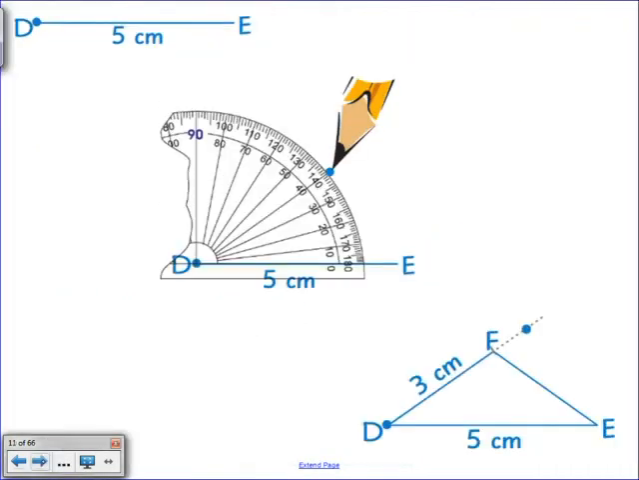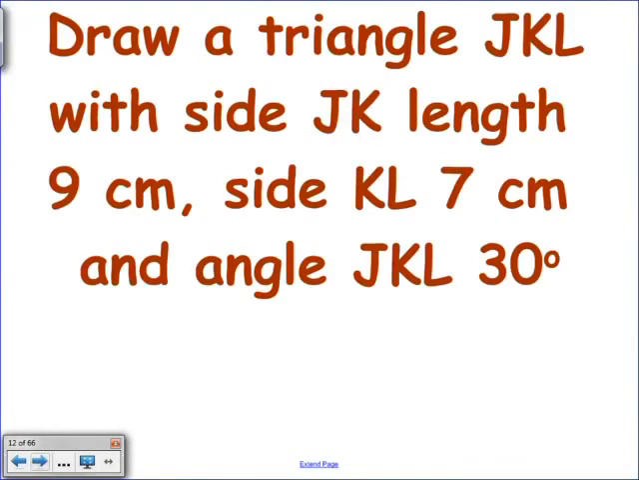So I'll show you the 3 bits. Draw D to E first, measure your angle of 40 degrees, draw your 3 centimetre line exactly on that 40 degrees, and then join it up. So your example is, draw a triangle JKL, with a side JK of 9 centimetres, KL 7 centimetres, and the angle JKL of 30 degrees.